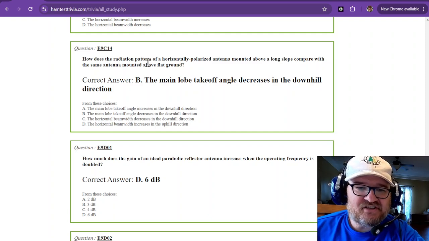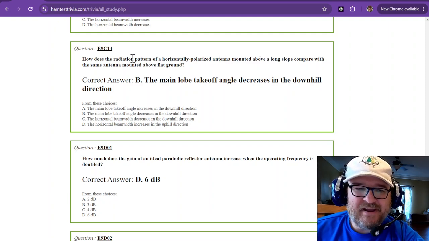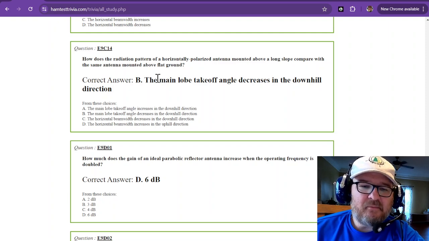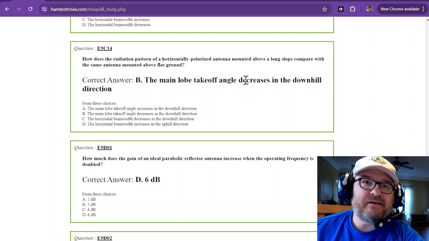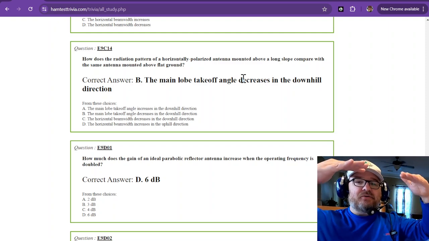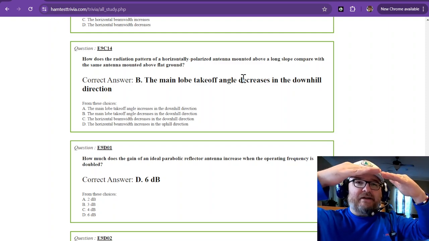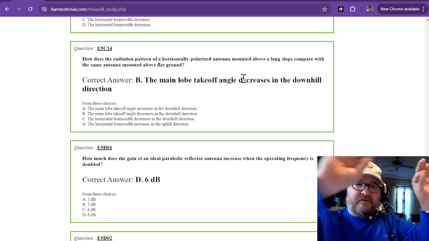How does the radiation pattern of a horizontally polarized antenna mounted above a long slope compare with the same antenna mounted above flat ground? The main lobe takeoff angle decreases in the downhill direction. So again, you're talking about height above ground. This time, the height above ground just varies over the length of the antenna.